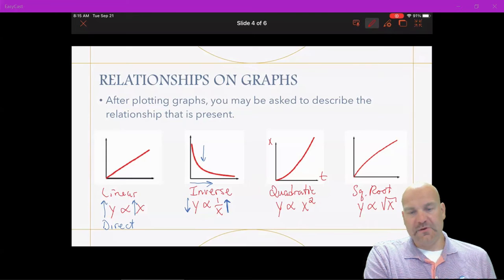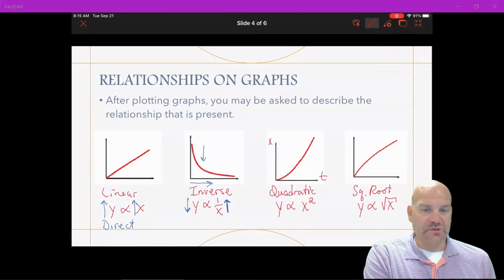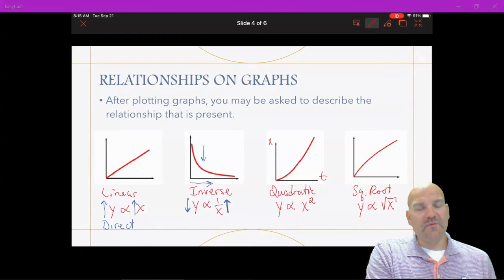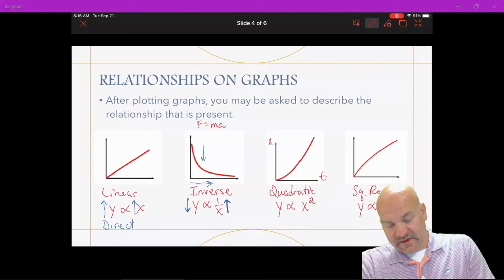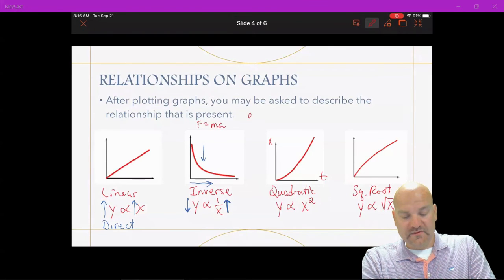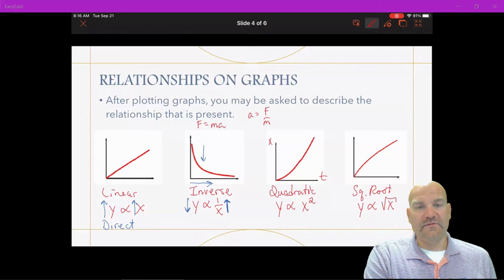Of course, in Unit 1, you're looking at the position versus time graph. So we're looking at that quadratic. Linear, same thing. Linear pops up everywhere. Inverse will pop up, especially if you're doing it in a lab. One that I can think of is F equals ma, and you want to find the acceleration. Well, it's going to be F over m. So you're looking at that inverse relationship between force and mass in some way.